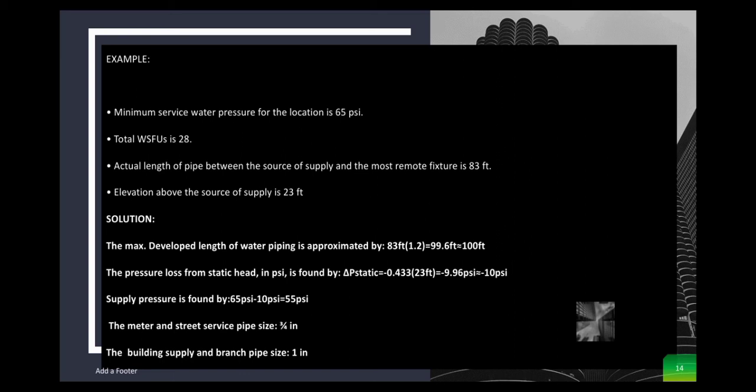And then, step 4 is to compute the static head and subtract it from the service water pressure. So, para makuha natin yung static head, gagamitin lang natin yung formula niya. So, negative 0.433, imumultiply lang natin siya dun sa elevation, which is 23 feet. At makakakuha na tayo ng negative 9.96 psi or approximately negative 10 psi.